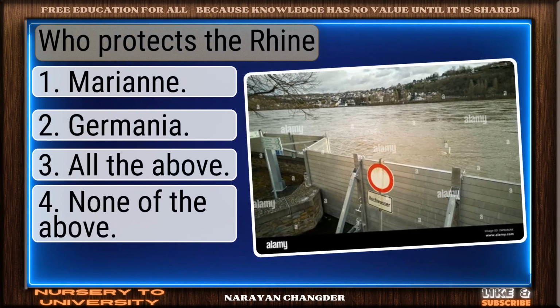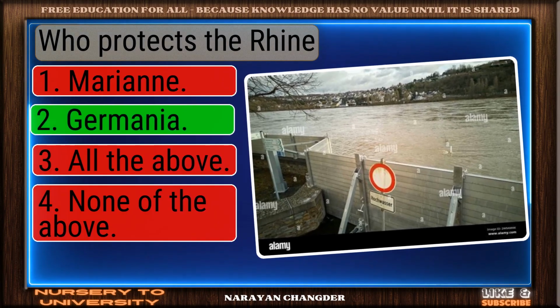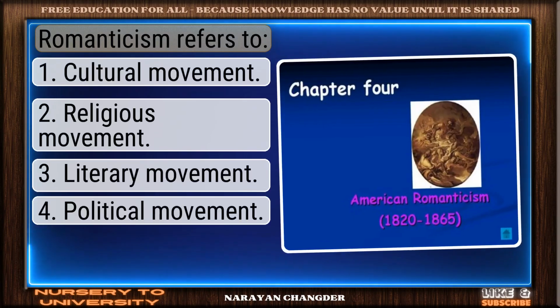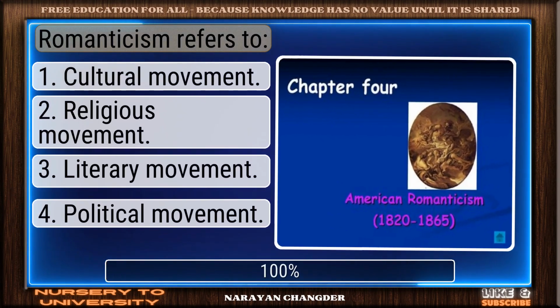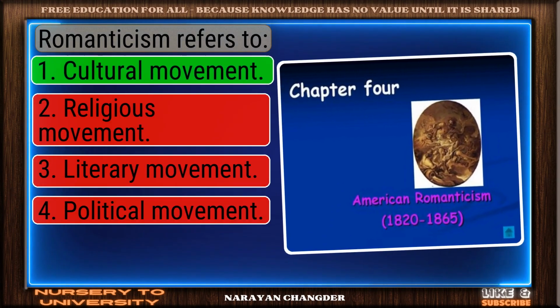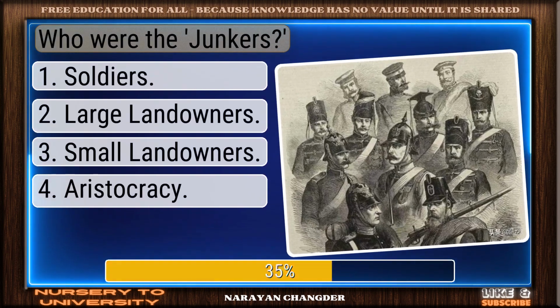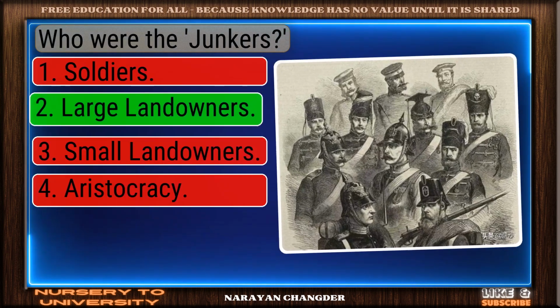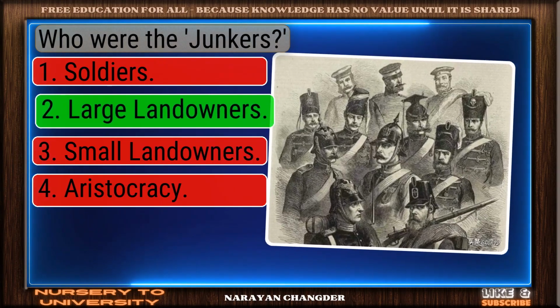Who protects the Rhine? Good job. Germania works well. Romanticism refers to. Well picked. Cultural movement is correct. Who were the Junkers? Great thinking. Large landowners is right.